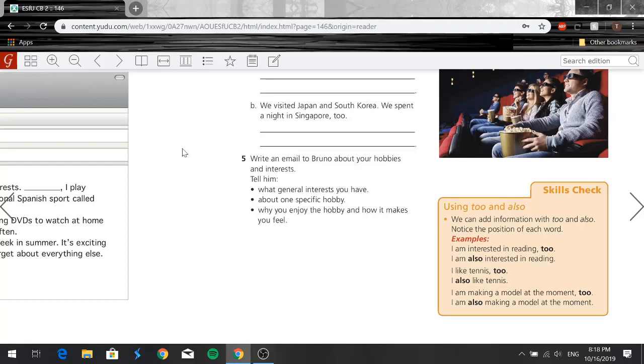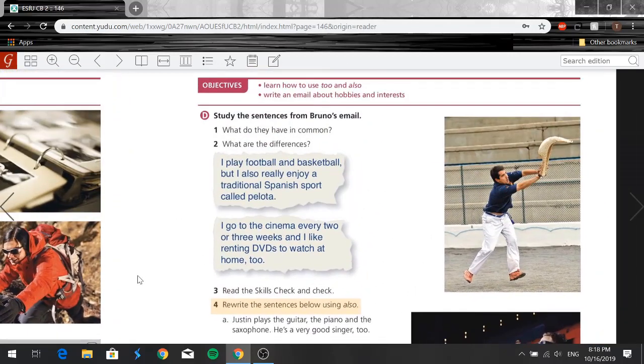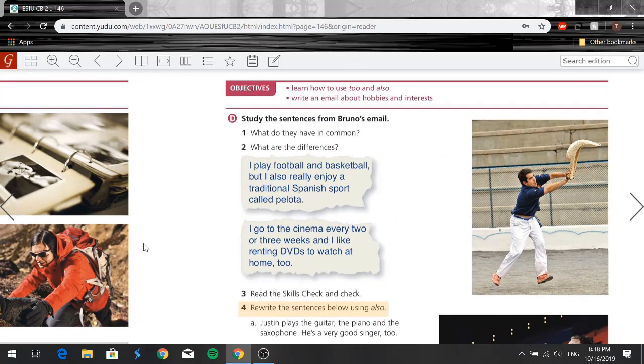I'm making a model at the moment too. I'm also making a model at the moment. So you can add information using the words too and also based on the position of each word or how you'd like to say the word. Okay? So now let's go here. What do they have in common? I play football and basketball, but I also really enjoy a traditional Spanish sport called pelota. Well, here he used also. Bruno used also to add more information, right?